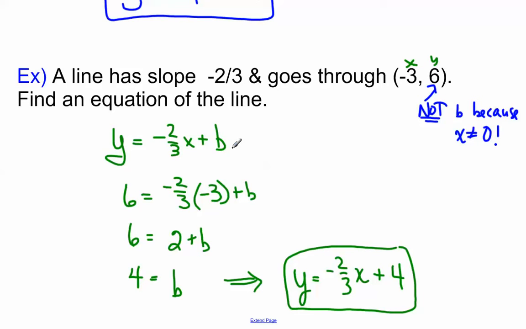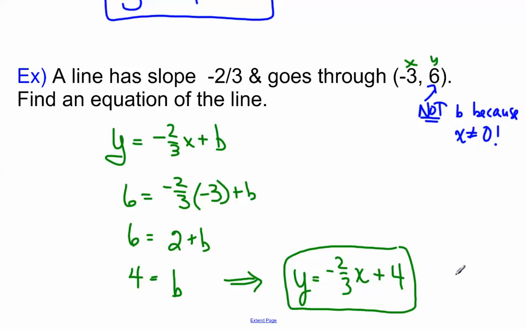All right, now remember that if something is on a line, that means it works in the equation. So we're going to use this x and this y and plug them in, and we should be able to solve for b. So if you plug in the 6 for the y, the -3 for the x, our 3's cancel. That gives me a +2. Then we subtract and we find out that b is 4. Okay, now we got to take that and plug that back in up here. So our final answer would be y equals -2/3 x plus 4.